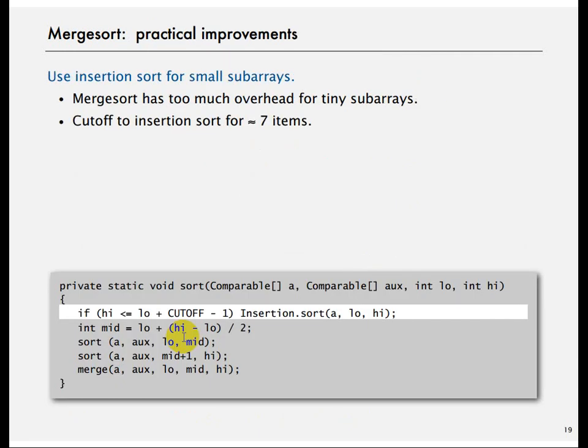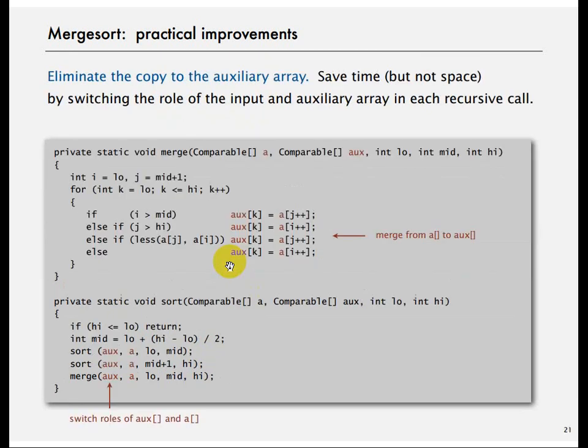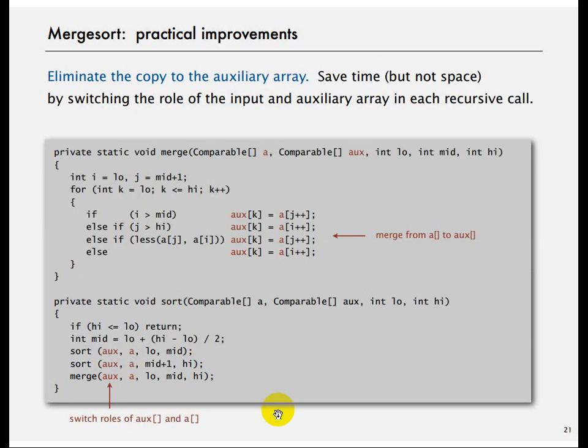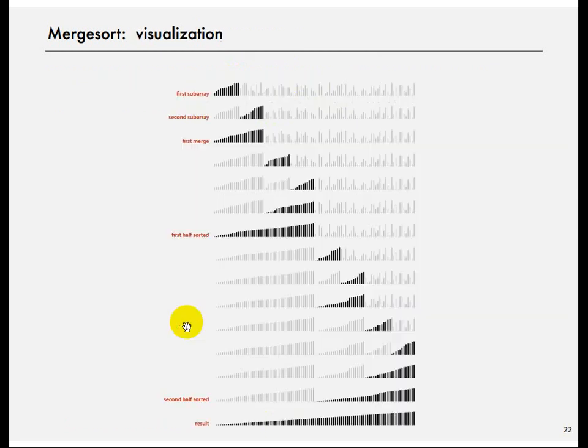Some more optimizations that we can use. For tiny subarrays, use insertion sort, typically for sizes less than 7, and this is code for that. If it is already sorted, stop. You should think about how you can do that. And eliminate the copy to the auxiliary array by switching the role of the input and the auxiliary array in each recursive call. So think about that as well.